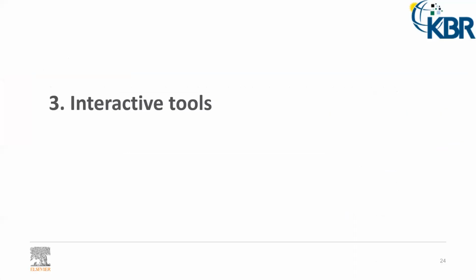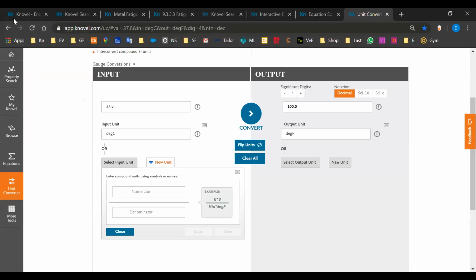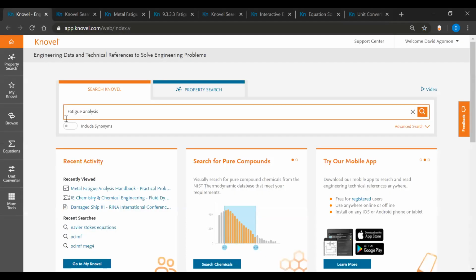Interactive tools. Knovel makes calculation easy. We have tables, graphs, equations, and a unit converter. And let me move to the browser to show you exactly how it works. So this is my browser. This is the homepage. And for example, I can look for fatigue analysis.